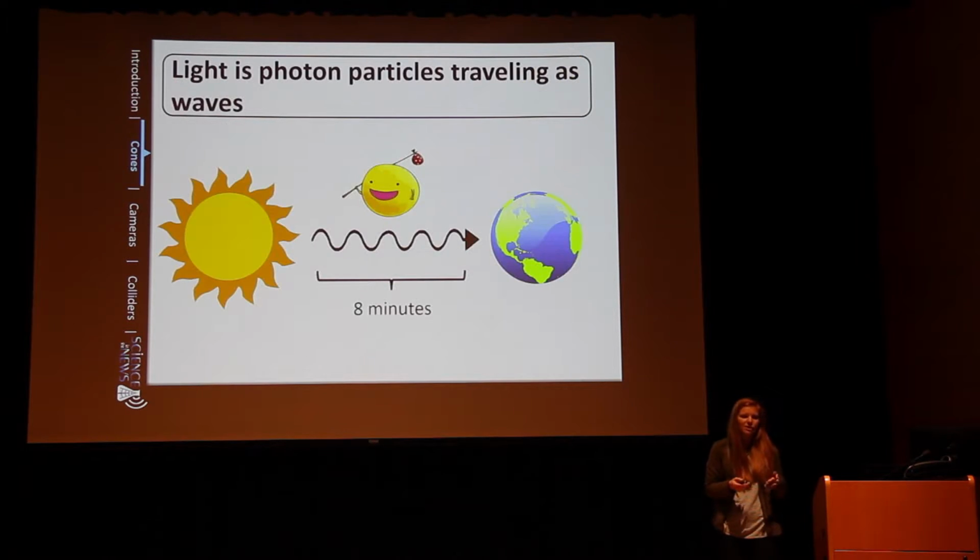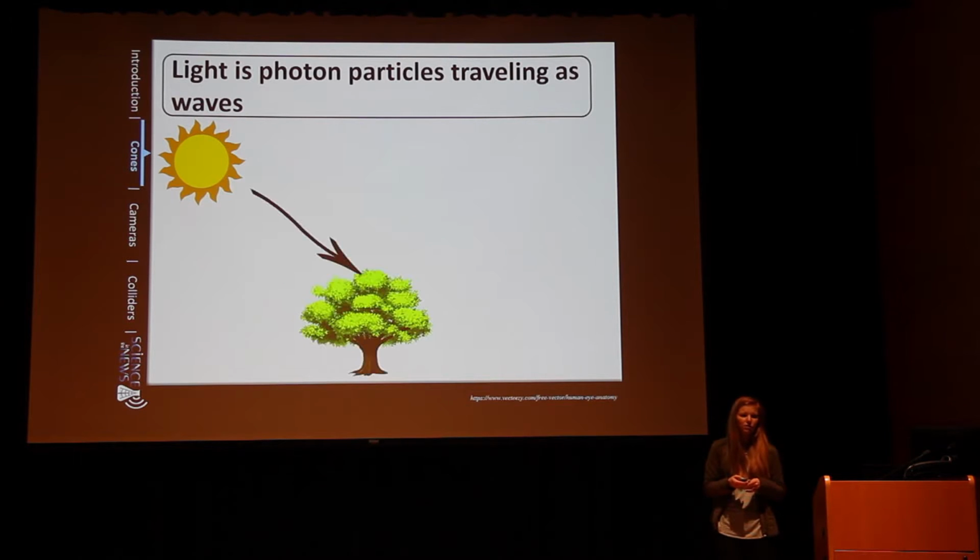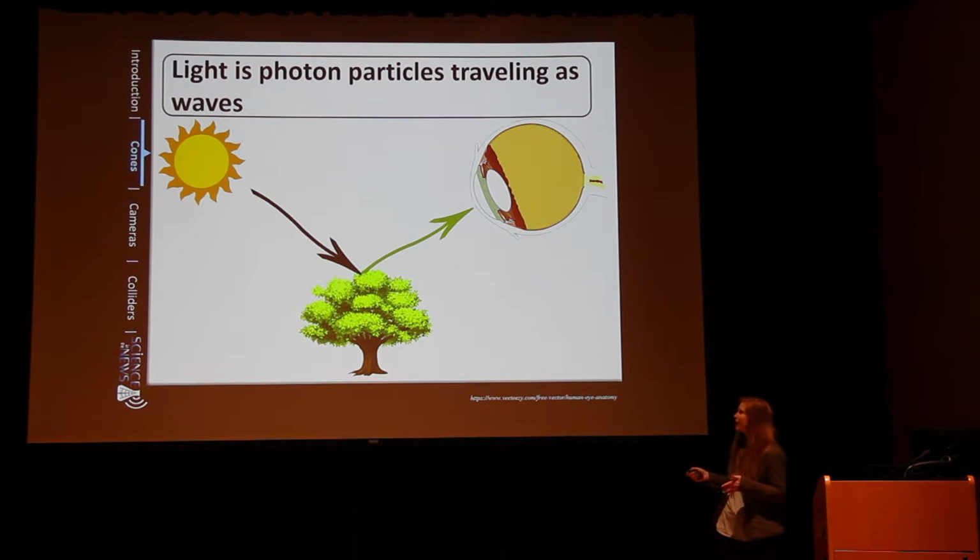But let's go back to our light for a second. As I mentioned previously, our light photons are traveling from the sun. They reach our Earth in merely 8 minutes. What happens when they finally get here? Light photons that have traveled from our sun are, for instance, reflected off a tree, and they can enter a special organ that we have on our bodies called the human eye.